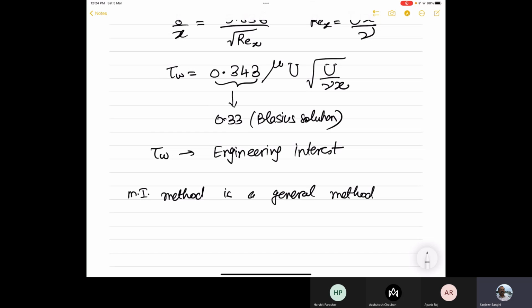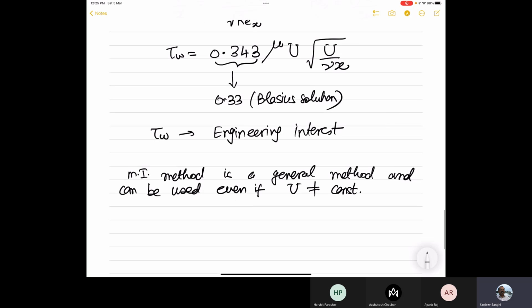and can be used even if capital U is not constant. Of course, there you'll have to solve an equation in which another term will come in the momentum integral equation, which contains dU by dx, which happens to be 0 here. But you can use the momentum integral method and you can solve these problems. So that is what I was trying to say.